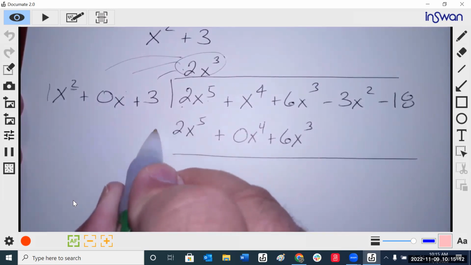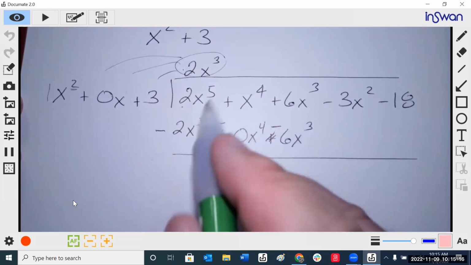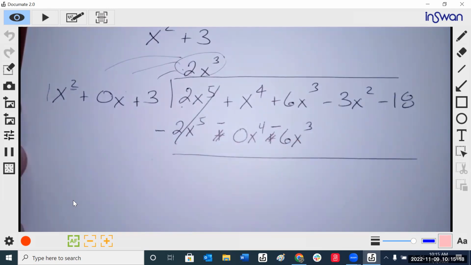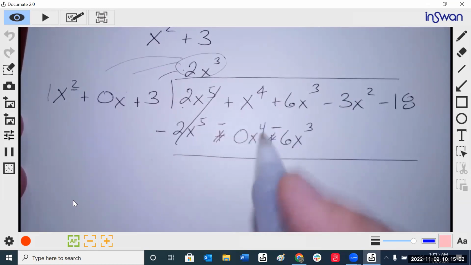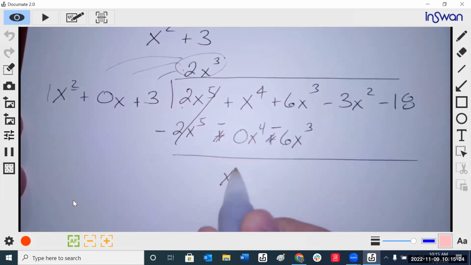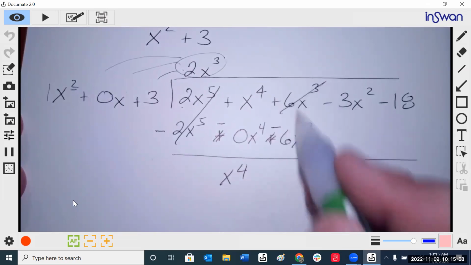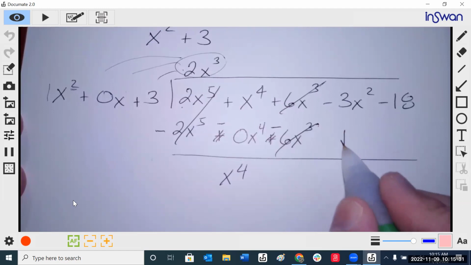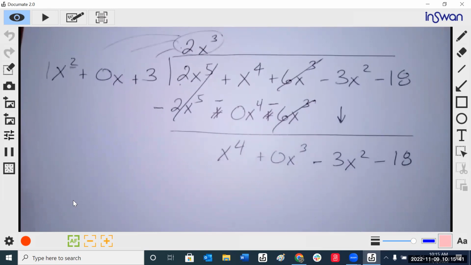Change signs and add. The first term better cancel. That'd be the same numbers, different signs. So x to the fourth minus 0 is x to the fourth. 6x cubed minus 6x cubed, those cancel. So I have 0x to the third minus 3x squared minus 18.